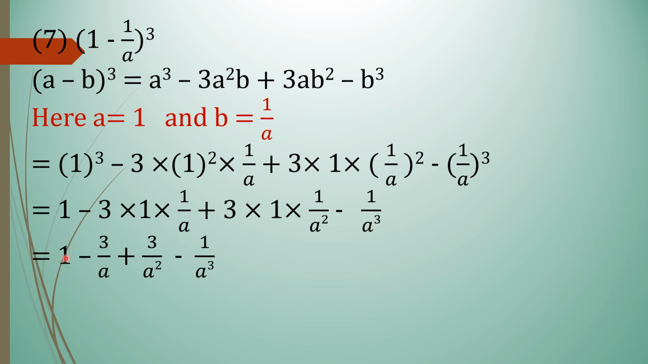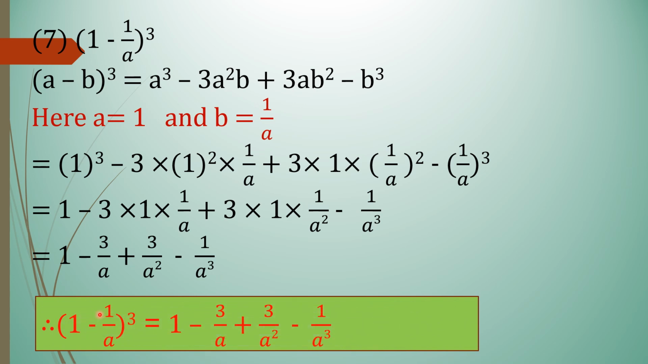So finally it will become 1 minus, let's multiply the numerator, 3 into 1 into 1 into 1, 3 upon a. So it will become minus 3 upon a plus 3 into 1 into 1, 3, and denominator is a square. So you'll get 3 upon a square minus last term, that is 1 upon a cube. So your answer is therefore 1 minus 1 upon a the whole cube equal to 1 minus 3 upon a plus 3 upon a square minus 1 upon a cube.